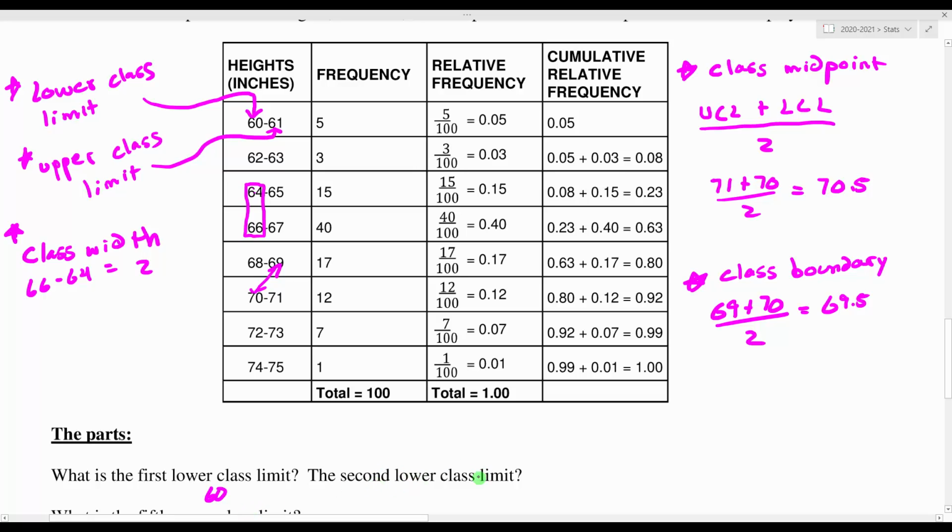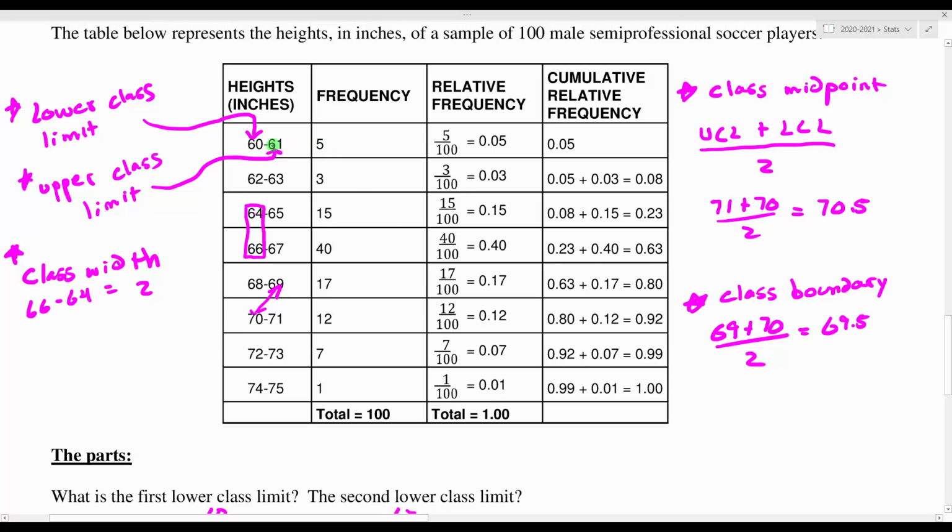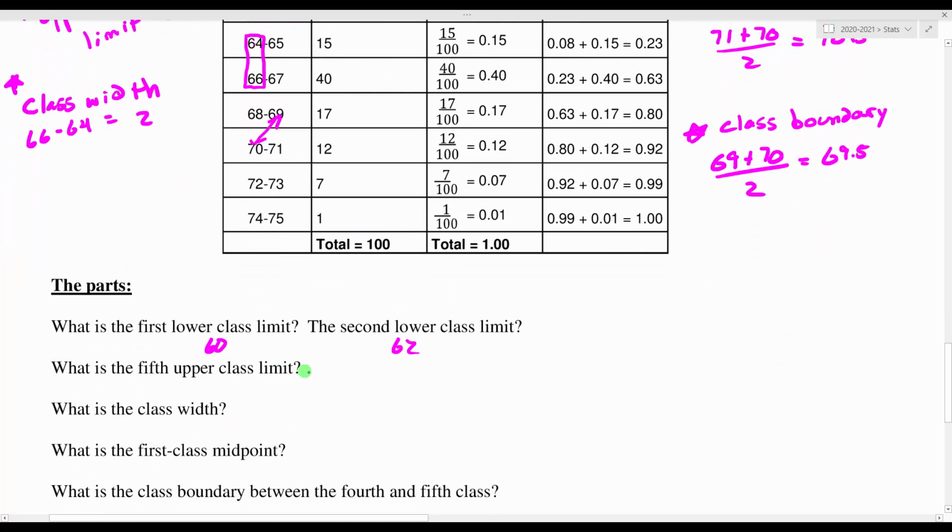The second lower class limit? I go to the second class, and the lower class limit is 62. It's pretty easy to answer these questions as long as you know where to look. This one asks, what is the fifth upper class limit? Fifth class: 1, 2, 3, 4, 5. The upper class limit would be 69. And our class width, we calculated that here. You can use any two consecutive lower class limits to figure that out because the class width has to be consistent. So we already know our class width is 2.